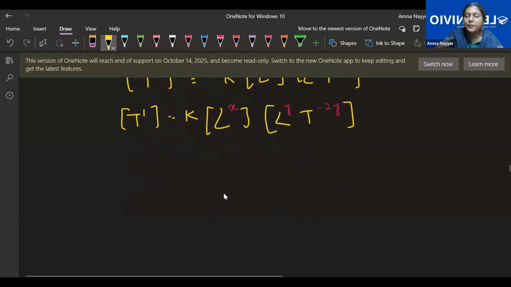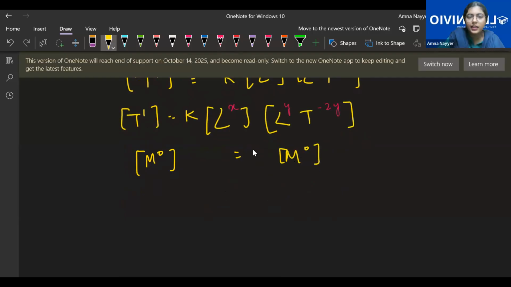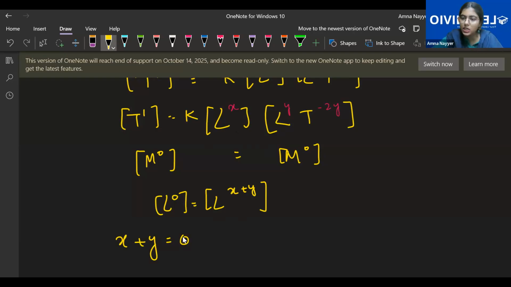So see, let's compare the LHS and RHS. Now here mass is 0, no mass is present. Here also mass is 0, no mass is present. They are equal, nothing. Let's talk about the length. Here the length is 0, but here we do have the length. Two lengths are there, means bases are same, powers will be added up, x plus y. Okay, so we can equate the powers. I can say x plus y is equal to 0.